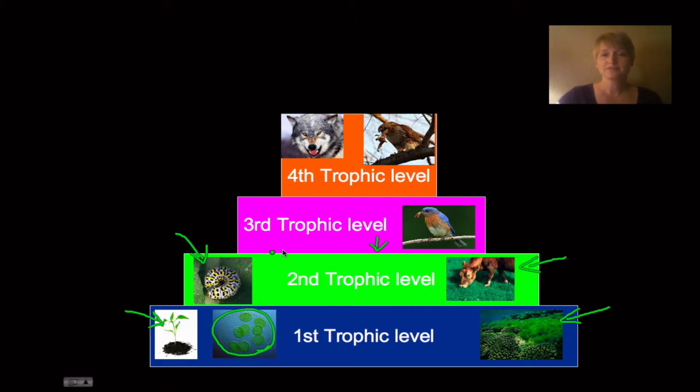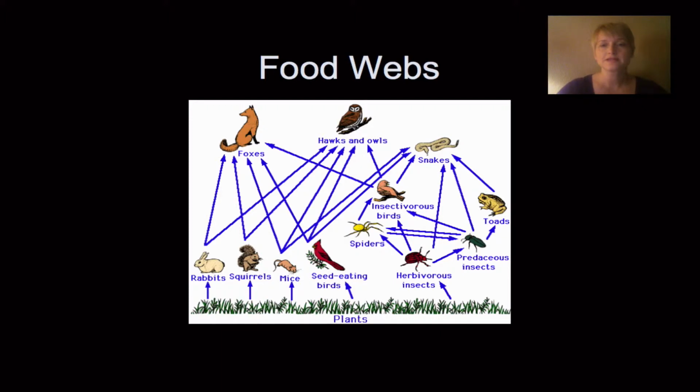Okay, so animals on the third trophic level would depend on the smaller animals that are on the second trophic level. So they would be eating the insects, they might be eating the mice there. The fourth trophic level would be things that eat what's on the third trophic level. Okay, so the fourth trophic level would be the large predators, the kind of top of the food chain predators.